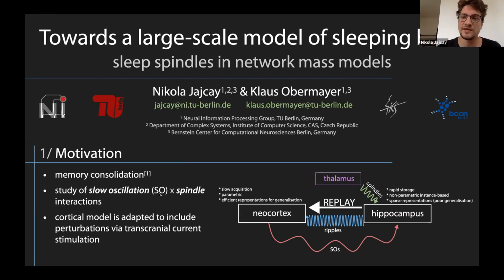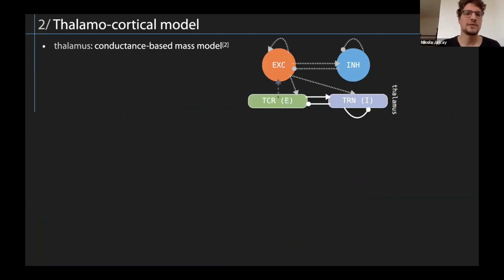There is also a secondary motivation, and that is we want to be able to somehow perturb our brain while we are sleeping and strengthen the interaction between slow oscillation and spindles, which should lead to better memory consolidation, especially in elder people. And it is important that the cortical model we are using is adapted to include perturbations via transcranial current stimulation.